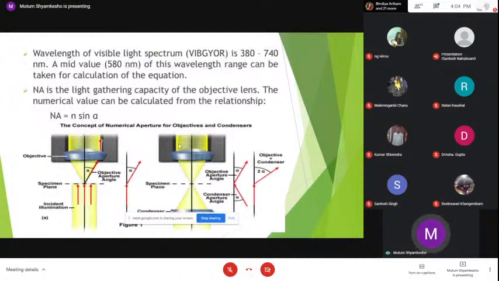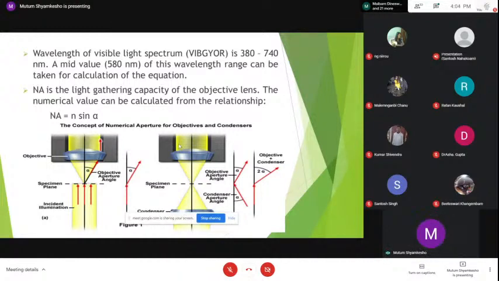And then the wavelength of this visual light spectrum, having these 7 different colors of light, is approximately between 380 to 740 nanometers. And usually for the calculation of the limit of resolution of a microscope, a mid value of approximately 580 nanometers is taken as the wavelength of the white light, which is used for the illumination of the object.